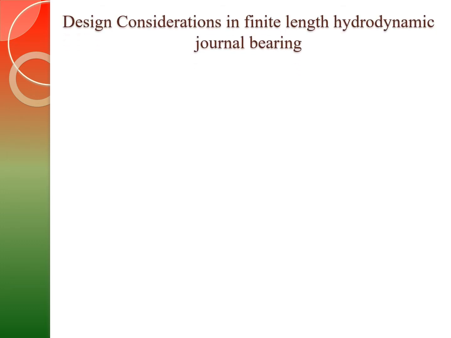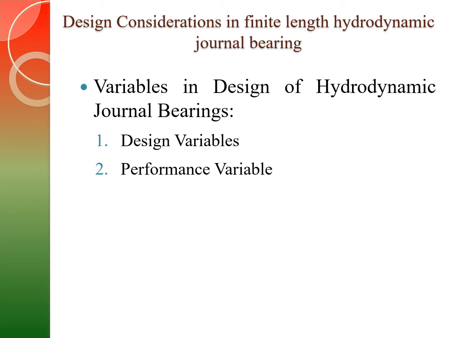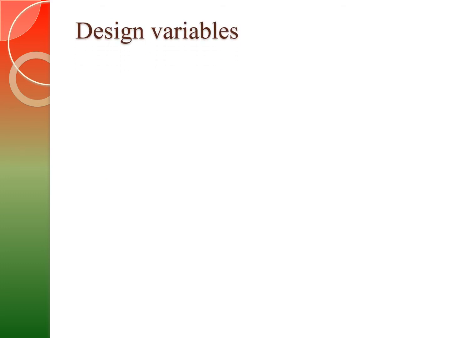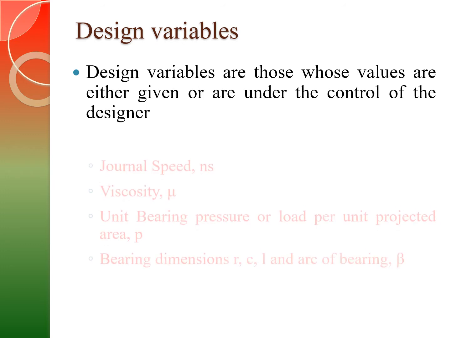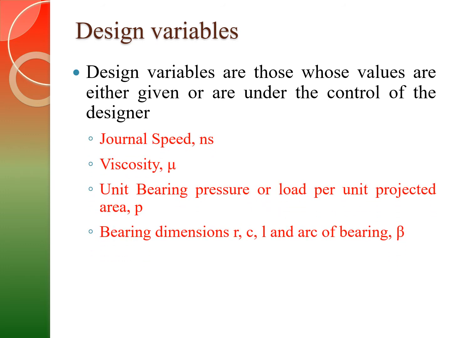First of all, we will see design considerations in finite length hydrodynamic journal bearing. Variables in the design of hydrodynamic journal bearings are classified into two types: design variables and performance variables. First of all, we will see design variables. Design variables are those whose values are either given or under the control of the designer. For example, journal speed, viscosity, unit bearing pressure or load per unit projected area, and bearing dimensions, that is radius, clearance, length and arc of the bearing, that is beta.